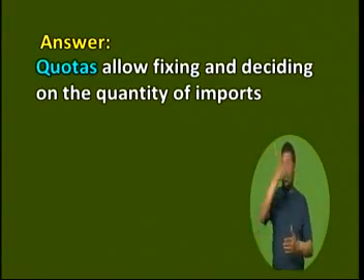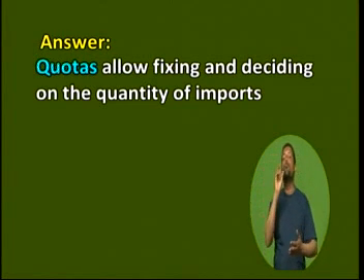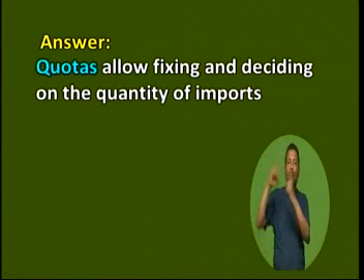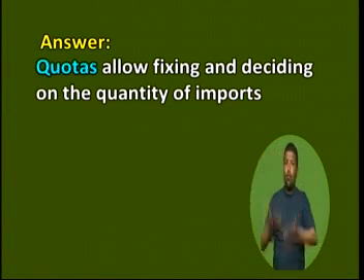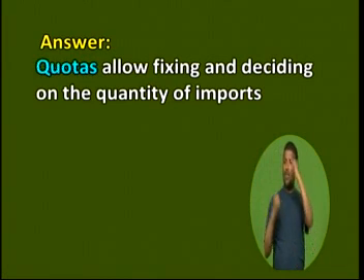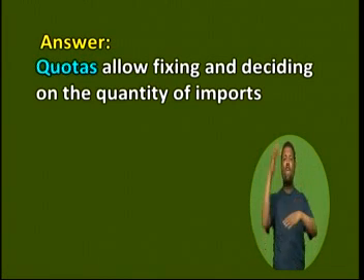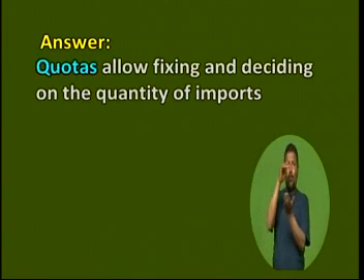Students, did you answer the question? Very good. Let me give you the main reason. The main reason is related to the effectiveness of the trade restriction instruments. The major reason is that quotas allow a country to fix and decide on the quantity to be imported. They have a relatively strong effect in limiting the volume of imports.